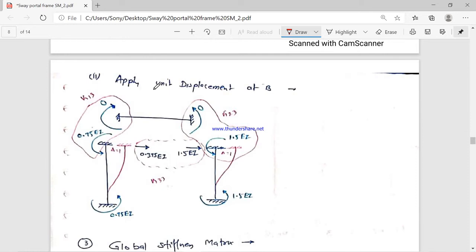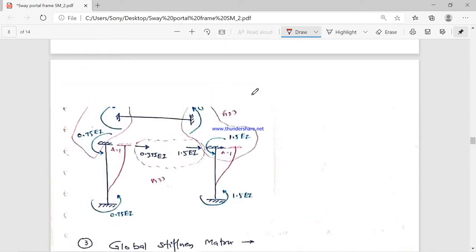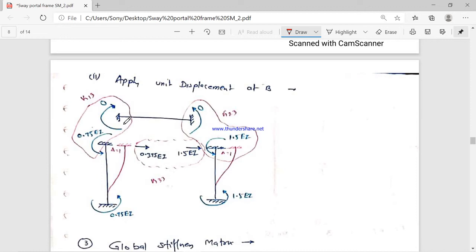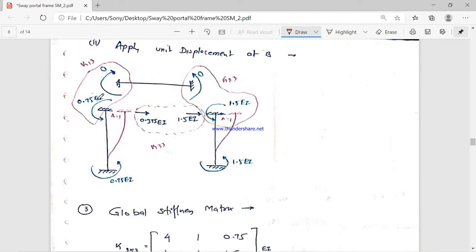Now similarly, unit displacement at B. When we apply the unit displacement at B, the moment will be formed like 6EI/L square, and the reactions will be acting as 12EI/L cube. So when we calculate the moment, it will be 6EI/L square. So it will be formed as 0.75 EI. It will be 0.75 EI. Here it is 1.5 EI. It is 1.5 EI. And when we calculate 12EI/L cube, it will form as 0.375. Here it will be 1.5 EI.